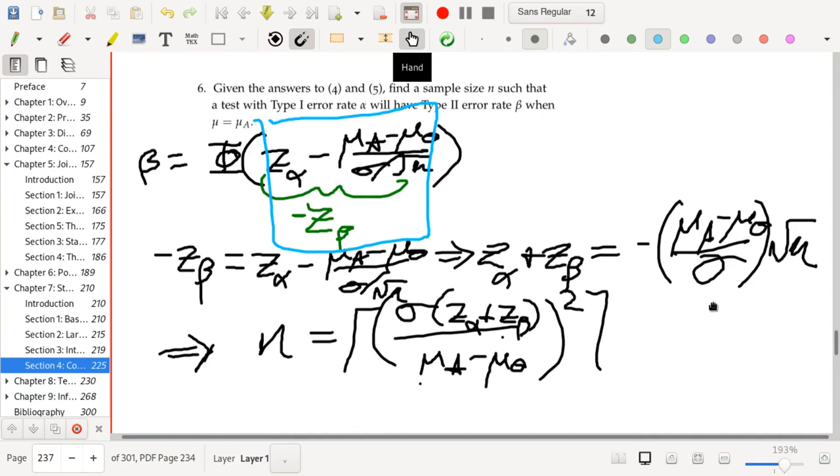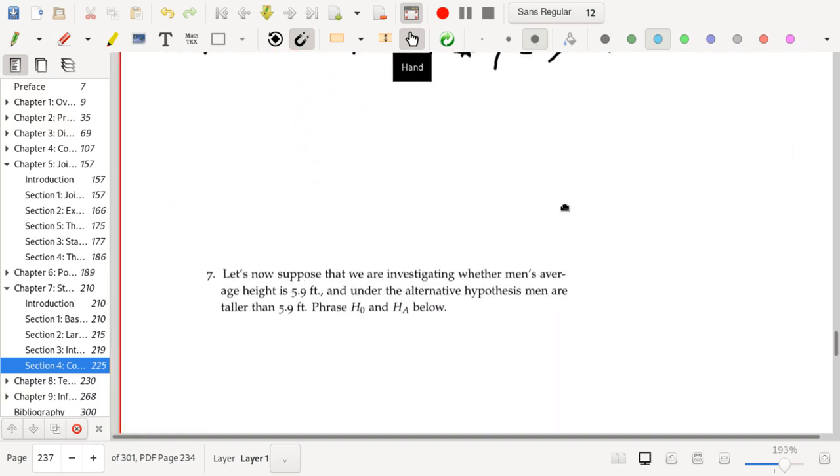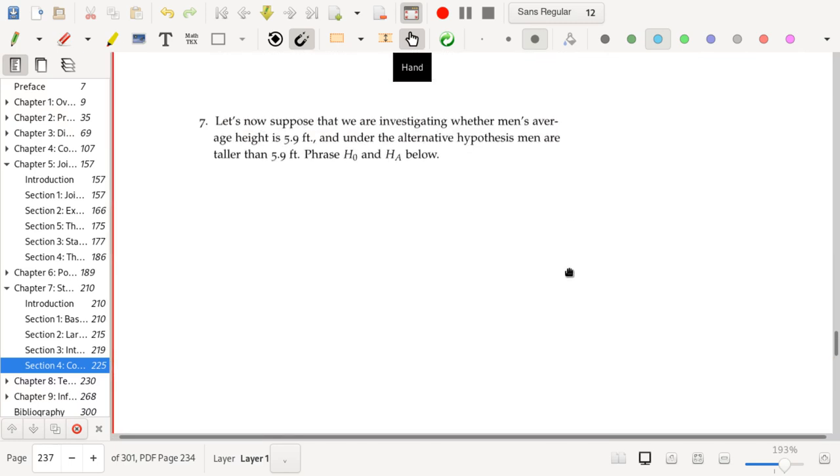As I mentioned before, we're often in a situation where we're going to do type 2 error analysis, decide on a desired type 2 error rate for our study. And we decide on a type 2 error rate. We decide for a desired effect size. The effect size is mu A minus mu naught. So we want to have the type 2 error rate beta when mu equals mu A. So then we find a sample size that will achieve that via those equations. All right, so next part.